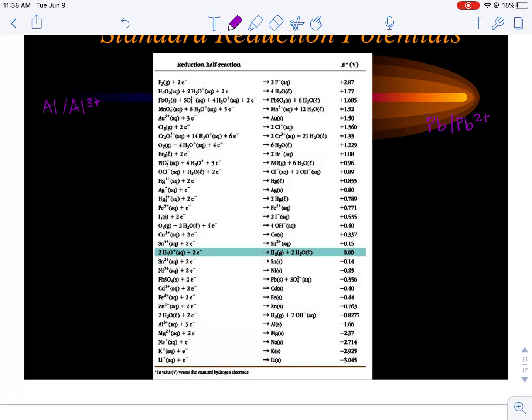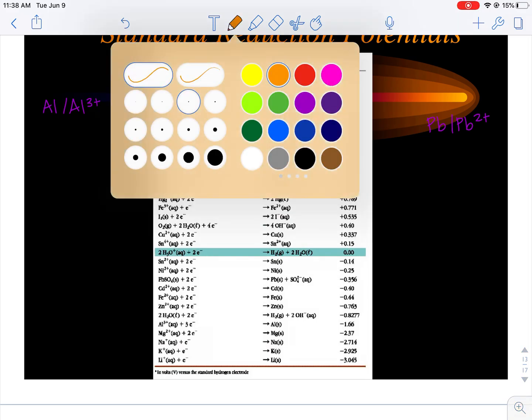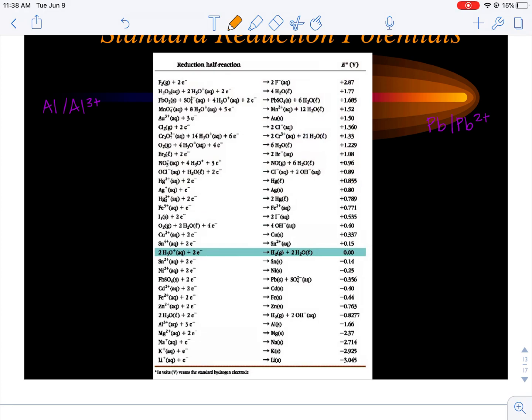You can look in your packet. I'm going to look here. Found the aluminum one.